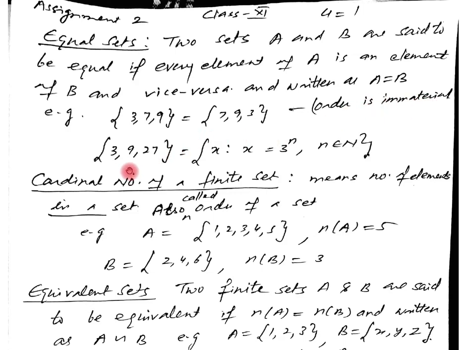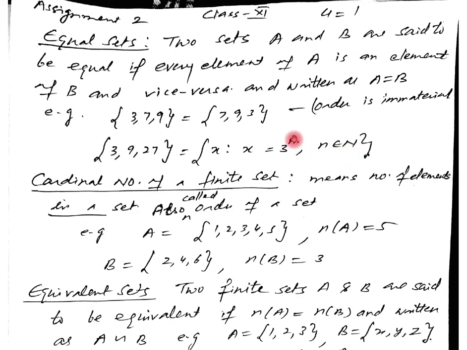Similarly, I have taken this set here: 3, 9, 27, and so on. I have taken an infinite set having elements 3, 9, 27 and so on. Here {x : x = 3^n}. Here I have written the set in roster form. Here I have written the set in set builder form: x, where x = 3^n, where n is a natural number.